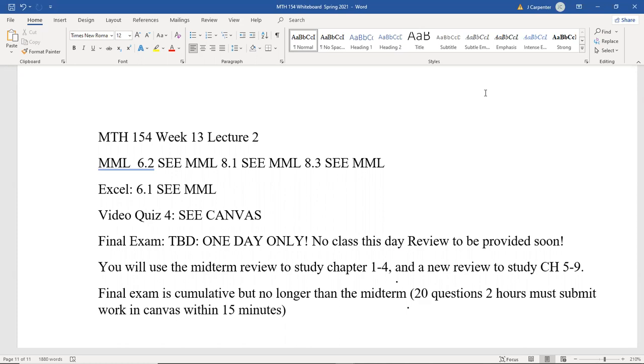Excel 6.1, the fund. Did not mean to delete the word fund when I was messing around with some things. So again, you'll see that due date in your MyMathLab. We're probably only going to have one more Excel assignment, and it'll be from chapter 9. But don't hold me to that until we see it on the whiteboard officially.